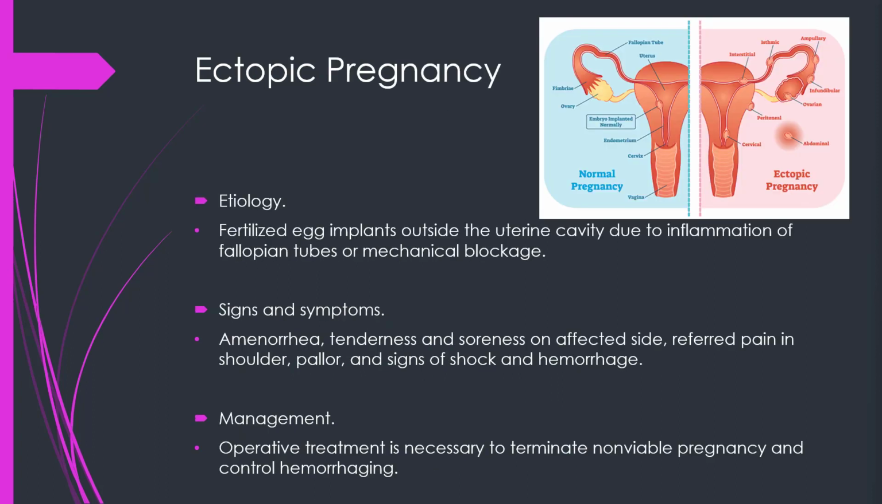An ectopic pregnancy. A fertilized egg implants outside of the uterine cavity due to an inflammation of the fallopian tubes or a mechanical blockage. Signs and symptoms include amenorrhea, tenderness and soreness on the affected side, referred pain to the shoulder, pallor or blanching of the skin, and signs and symptoms of shock and hemorrhage. The management is operative treatment, which is necessary to terminate a non-viable pregnancy and control hemorrhaging. This is considered a medical emergency, so referral to emergency medical services is warranted.